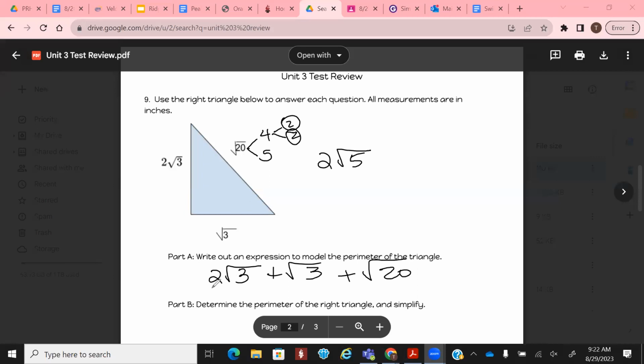All right, so when we combine our like terms, we're going to get 2 plus 1. So that's going to give us 3. We're going to have 3 square root of 3. And this square root of 20, remember we broke down as 2 radical 5. That can't be combined with anything, so we're just going to write it off to the side.